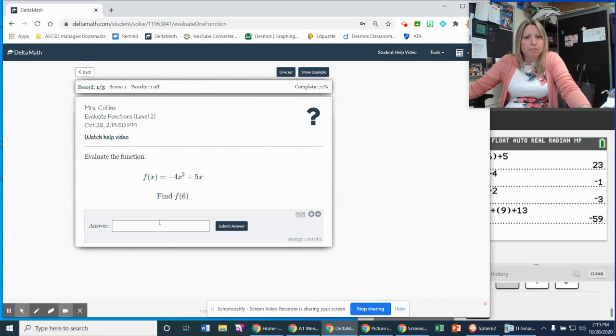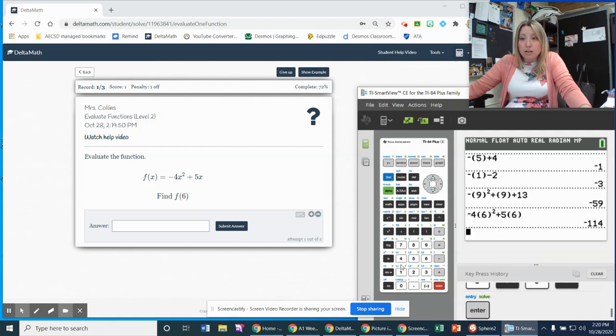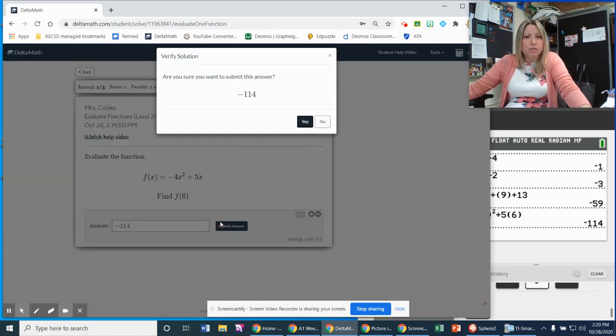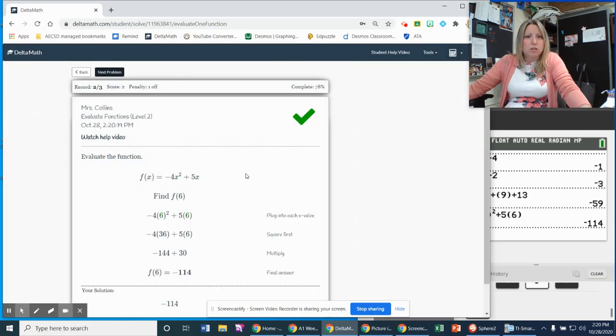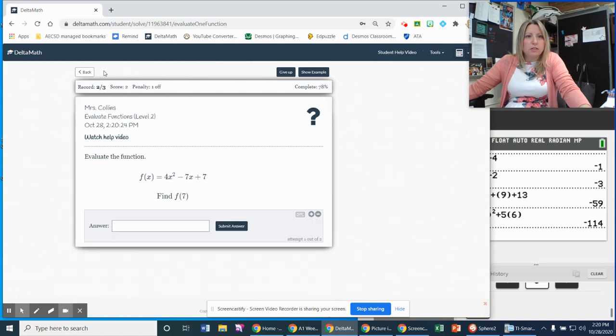Next problem. That was a Delta Math issue, I guess. -4 times 6 squared, and then plus 5 times 6. So what do we get? -114. Got it? Okay. Type it in. There we go. Plugged it right in. Next.